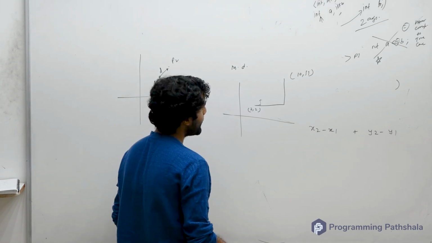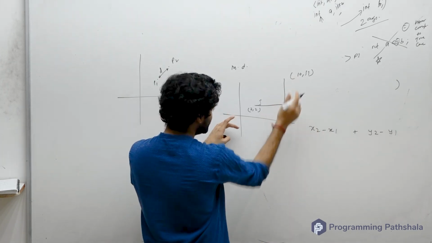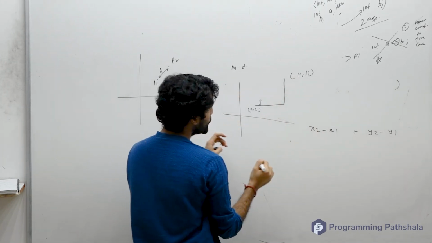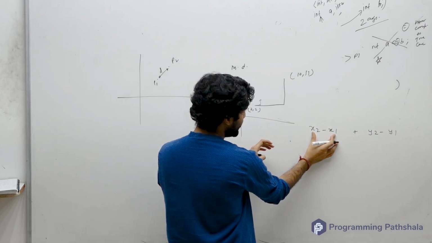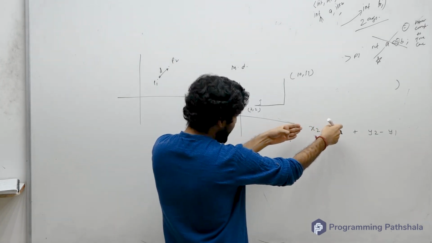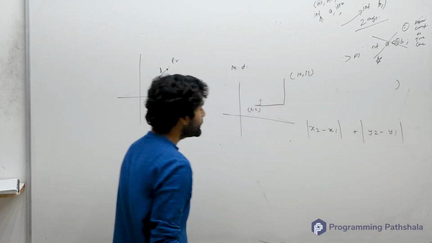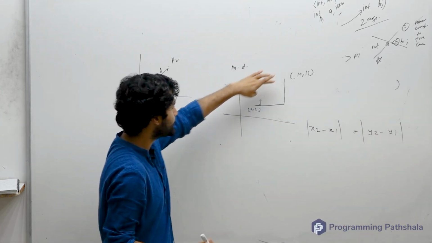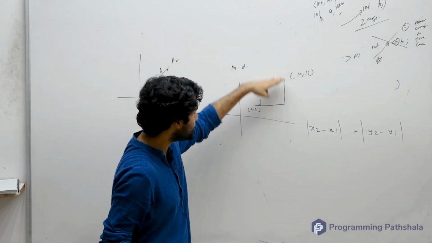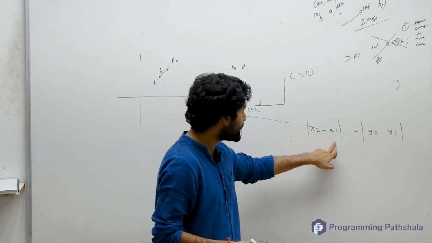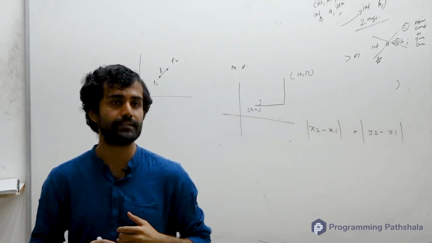And sometimes what can happen, that you can have the other point anywhere, right? So you do not know which one of them will be greater, but you are interested just in the magnitude of this distance. So you can put a mod over here. So if there are 2 points x1 y1 and x2 y2, the Manhattan distance between them is mod of x2 minus x1 plus mod of y2 minus y1.